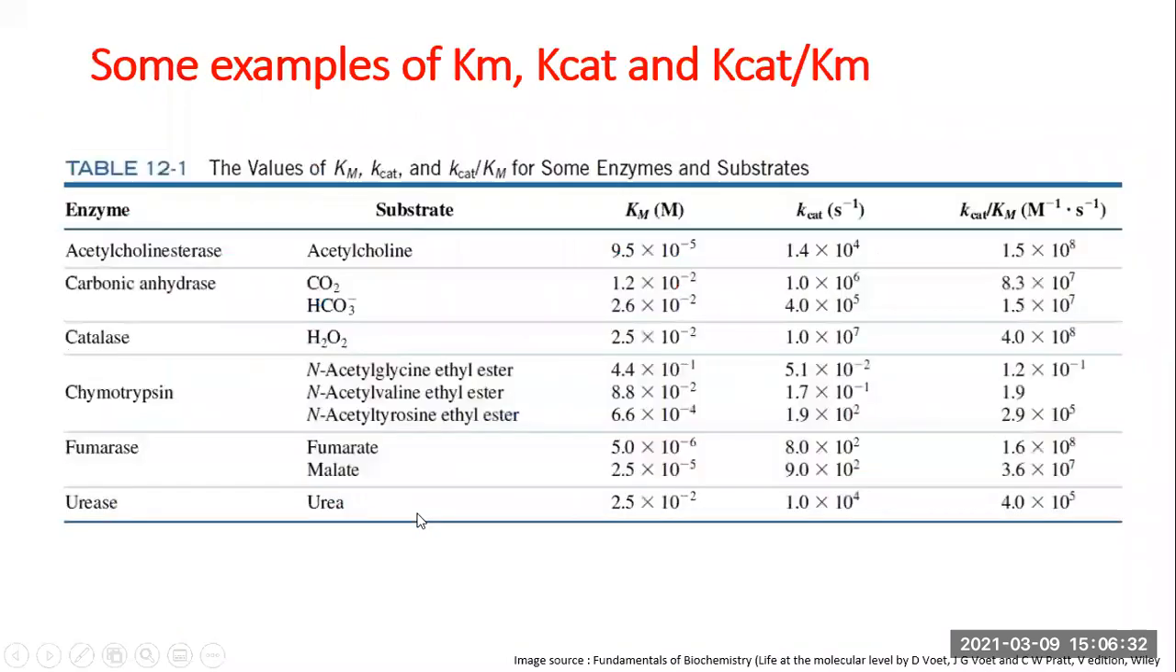So this particular table gives you the Km, the Kcat and Kcat upon Km values of a number of enzymes. So you must remember that 10 to the power 8, 10 to the power 7, 10 to the power 8, these are the enzymes which are said to have attained kinetic perfection. That means they have very high catalytic efficiency. They can convert substrate into product at a very high speed. 1.5 into 10 to the power 8 substrate molecules getting converted into product in a unit time.